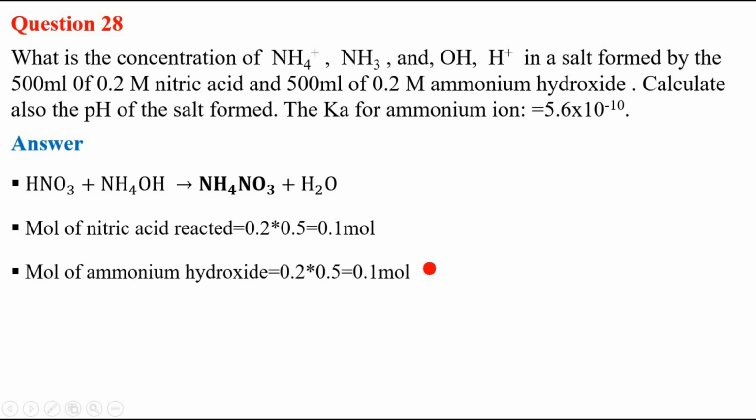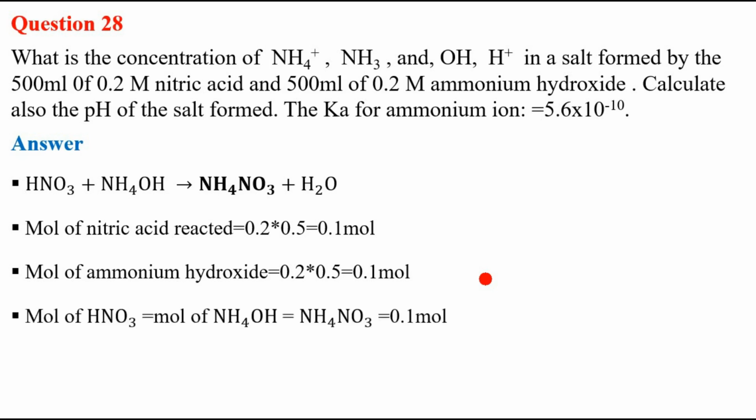We have also the moles of ammonium hydroxide, so also we have 0.2 mole per liter times 0.5. If we convert 500 milliliter to liter, we get 0.5. Also we see that the acid and the base react at a 1:1 mole ratio. That means the moles of the salt that will be formed will be equal to the moles of nitric acid or the moles of ammonium hydroxide, because the moles are reacting in a 1:1 ratio. So the moles of nitric acid equal the moles of ammonium hydroxide, which equal this one. That means we have the ammonium nitrate.